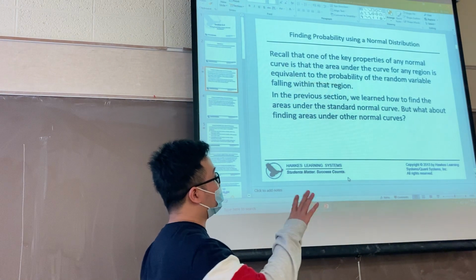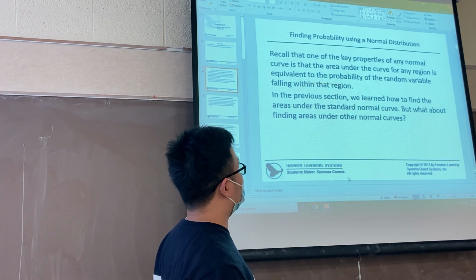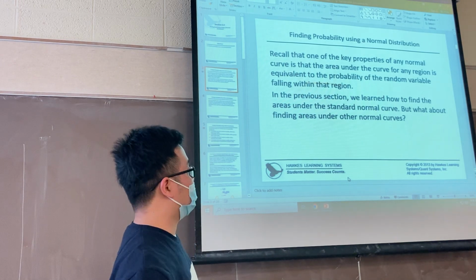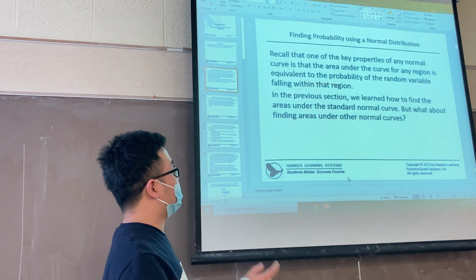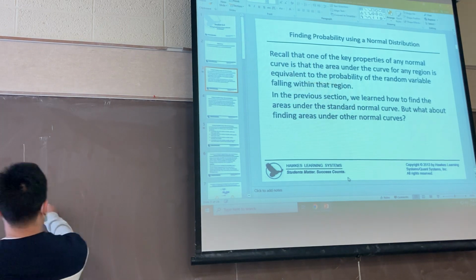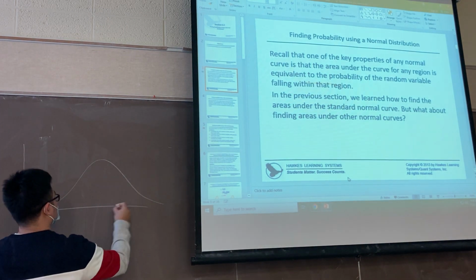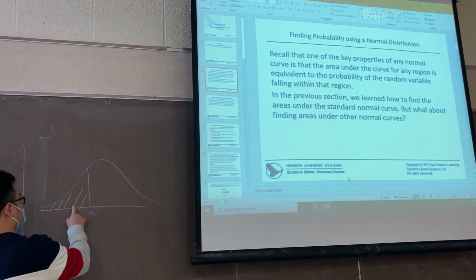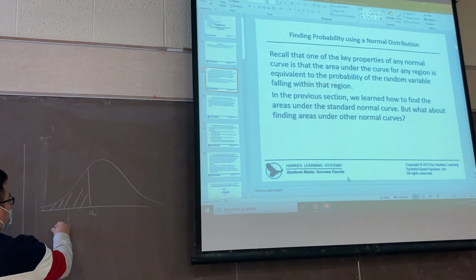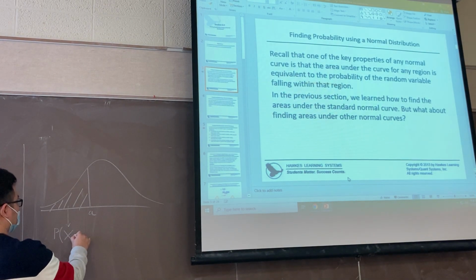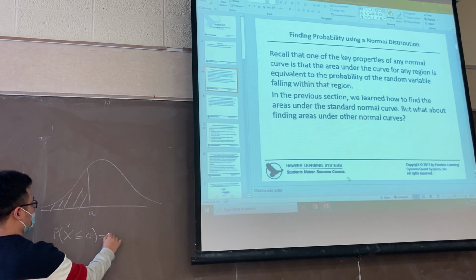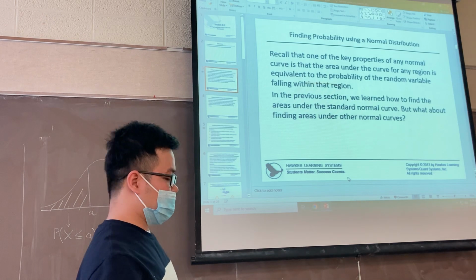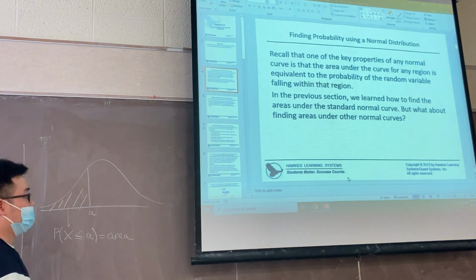The key to calculating probabilities of the normal distribution is using the table. Remember that these are areas. For example, the area of this region is equal to the probability that x is less than a. So to find the area of this region, you find the corresponding probability.